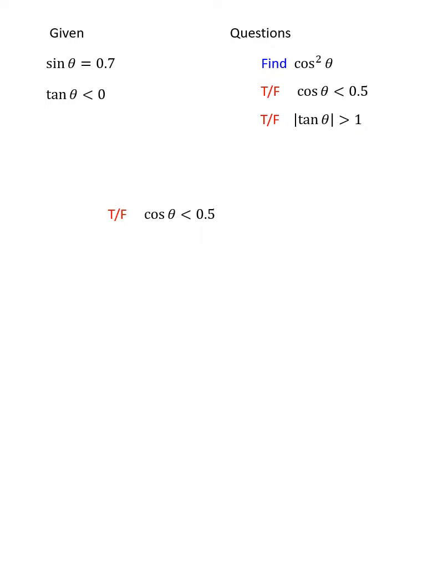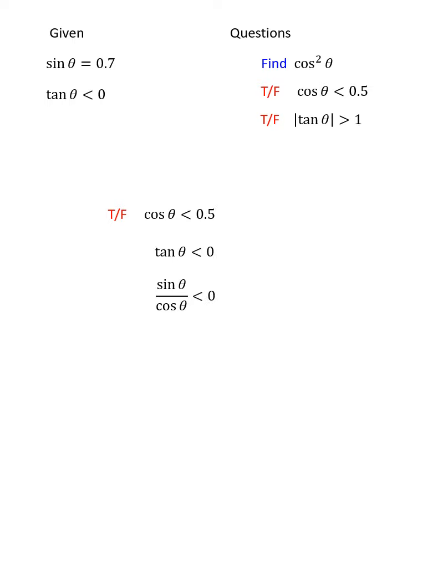Our first true-false question, or our next question in general, is whether or not the cosine of theta is less than 0.5. Well, we were given the fact that the tangent of theta is negative. And I think this will imply that the cosine is negative as well. And if I can prove that the cosine is negative, then wouldn't it be less than 0.5, because any negative number is less than 0.5? Here's how I prove that the cosine of theta is negative.